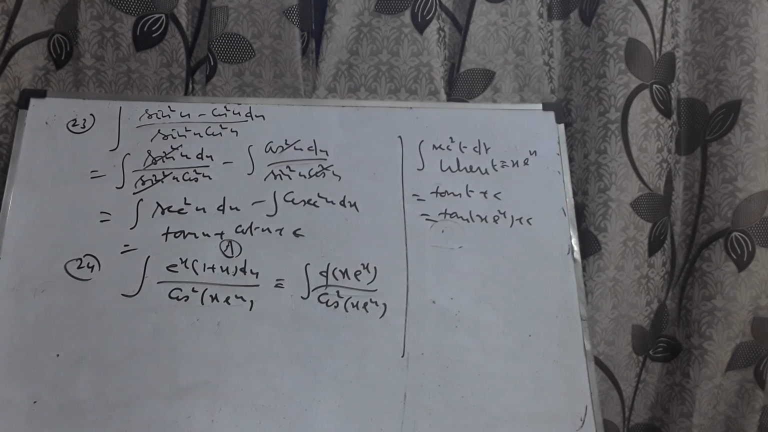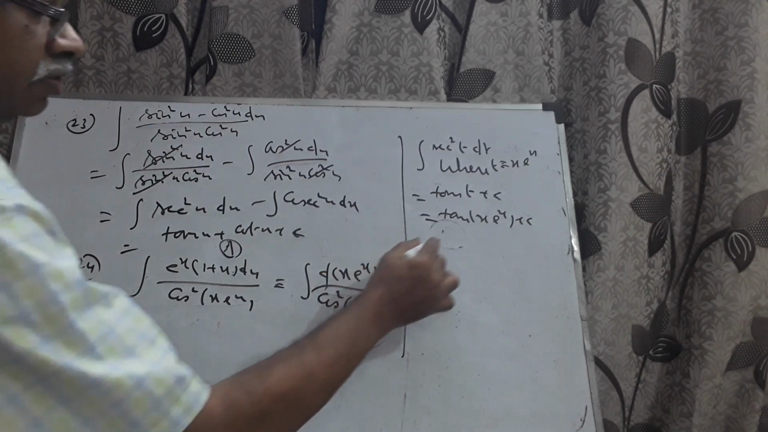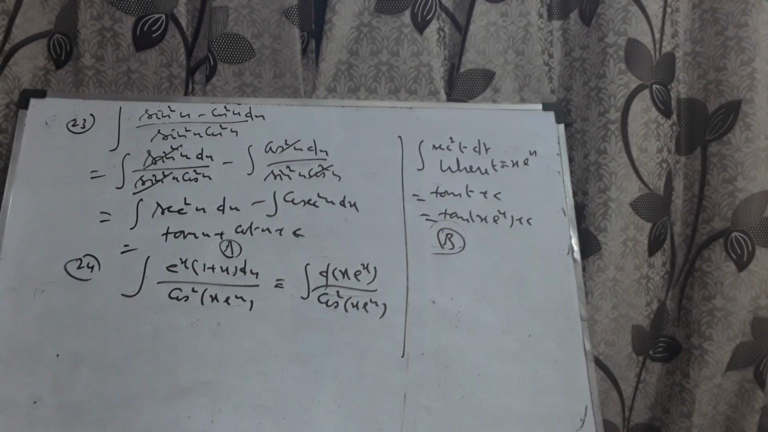I repeat, integral e power x into 1 plus x dx by cos square x e power x. The numerator is nothing but d of x e power x, which is integral secant square t dt, but t is x e power x. That gives tan t plus c, which is tan of x e power x. Therefore, my answer here is B. For the previous one, the answer is A. For the current one, the answer is B.